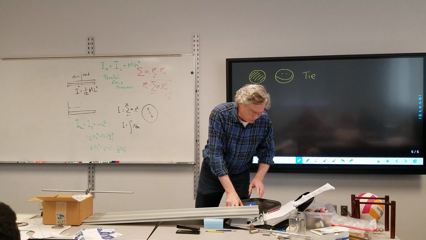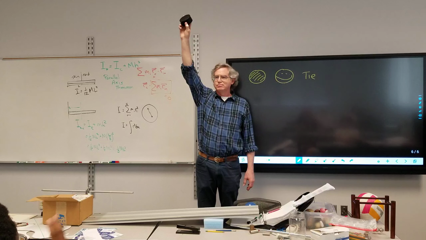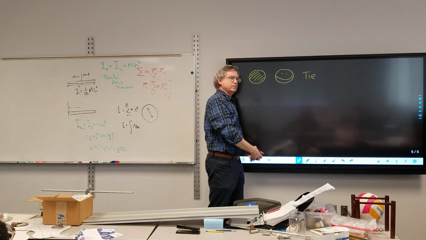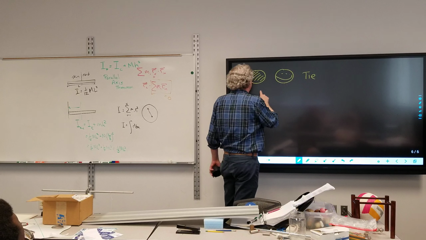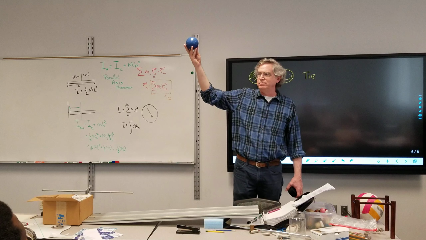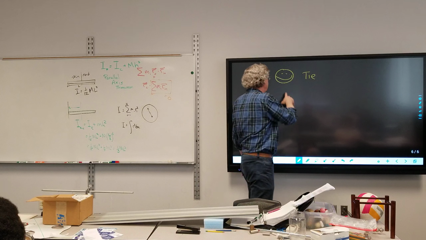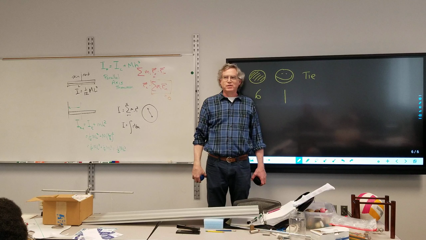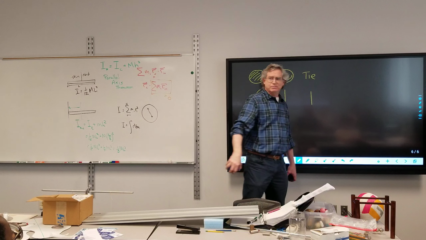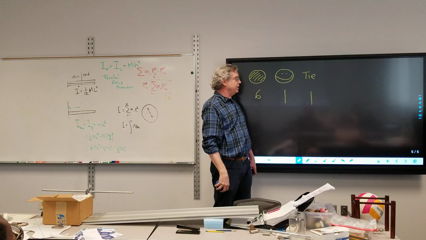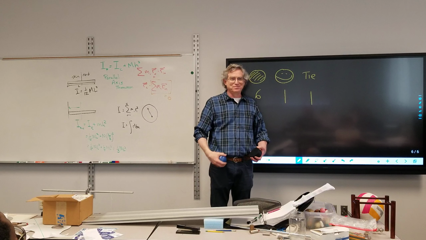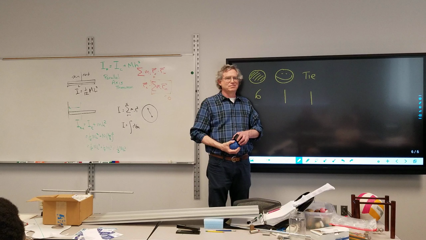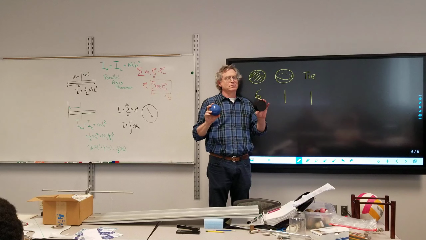All right, so who says the disc is going to win? 1, 2, 3, 4, 5, 6. All right. Who says the sphere is going to win? Who says tie? There were some people who did not express their opinion. All right, so I got one there. 3, 3, 3. Stone, you want to commit? I'm not going to ask you to justify it. Just pick one or tie.